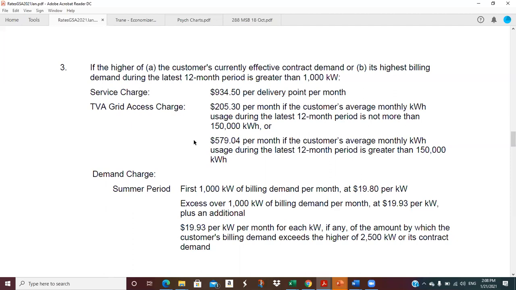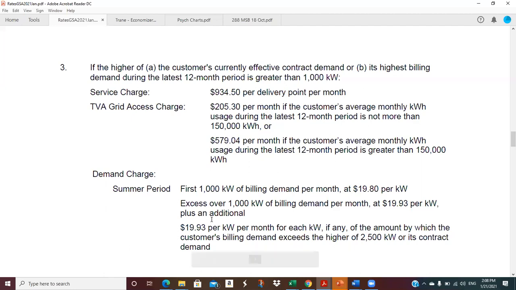Okay. And this charge just showed up in the last couple of years, the TVA grid access charge. Oh, our friends at TVA want to dig a little deeper into your britches. So it's $205.30 per month if the customer's average monthly kilowatt hour usage during the last 12-month period is not more than 150,000. If it's more than that, then your grid access charge is going to be $579.04. Man, this is getting into some money and I haven't bought anything yet besides access.